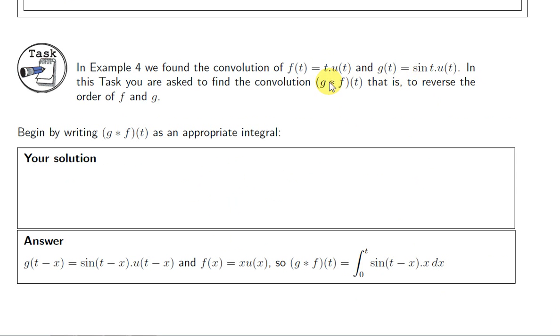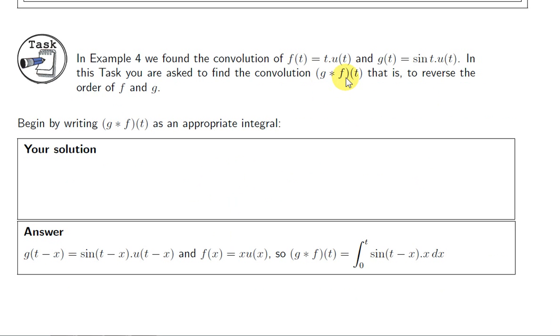So instead of getting f star g, we will get g star f, and you will see that we'll get the same answer. So to get the convolution of g and f, we have to get g of t minus x. Well, that's going to be sine of t minus x multiplied by f of x. Well, f of x is just going to be x. We leave out the u's. And we have to integrate from 0 to t with respect to x.